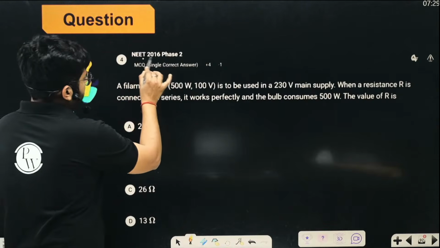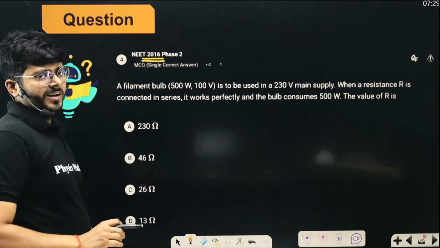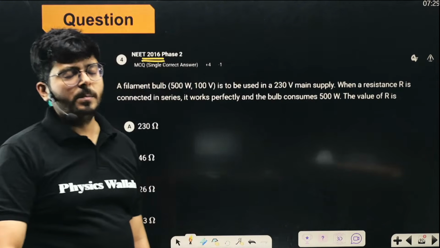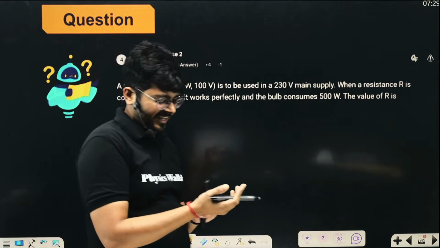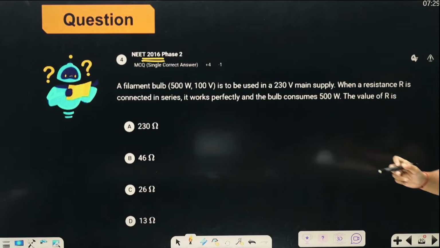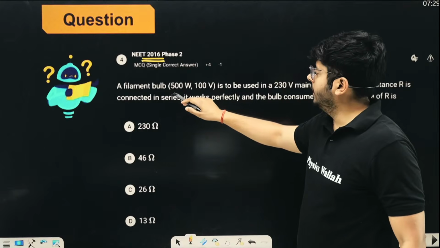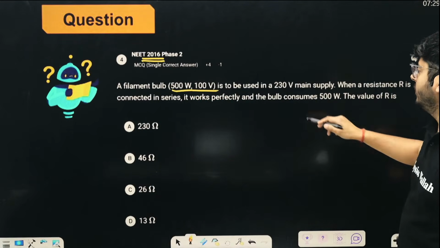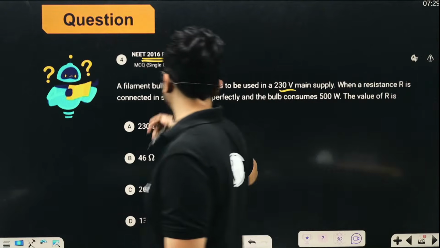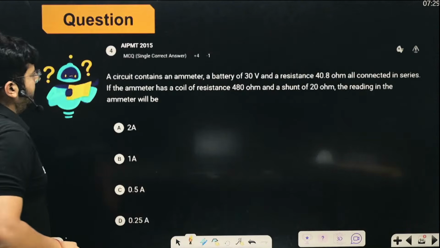Now again, I have picked many questions from the 2016 paper because it was very good. Those people who want to challenge themselves can pick the question paper from 2016. So the question is this: a filament bulb of 500 watt 100 volt is used in 230 volt supply. A similar question was asked in another set.